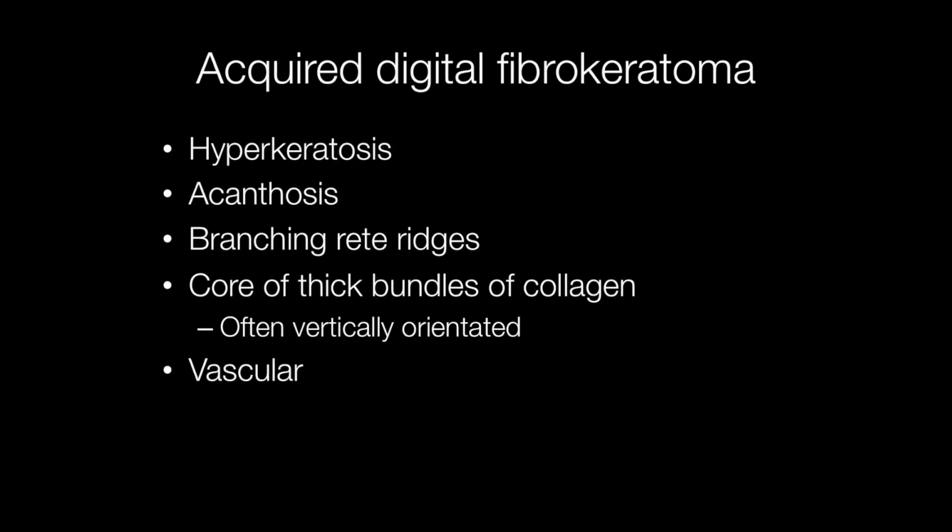Histological features include hyperkeratosis, composed of orthokeratin, that's the keratin without the nuclear remnants. The epidermis is acanthotic and the rete ridges are often branched, and within the fibrokeratoma the core of the lesion is composed of thick bundles of collagen that are often vertically orientated to the surface, and another feature is that they may be quite vascular.